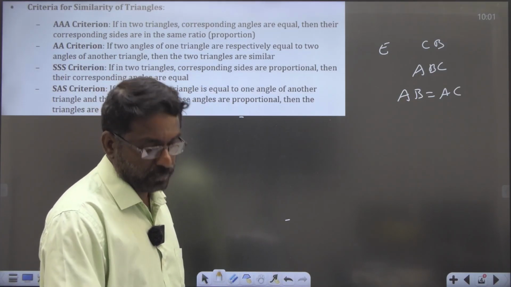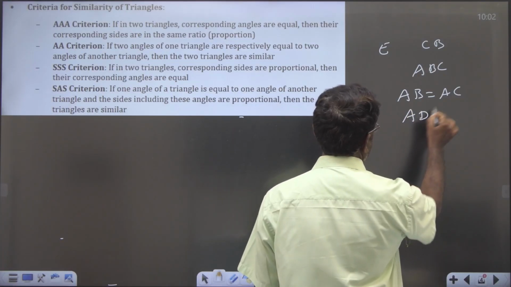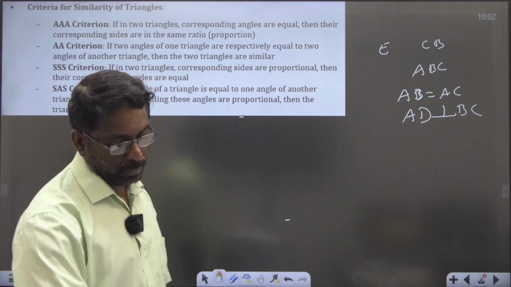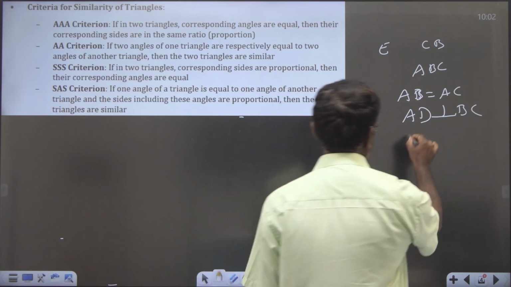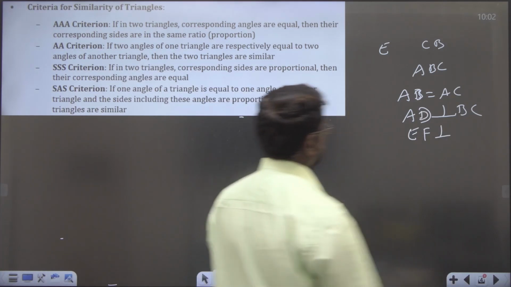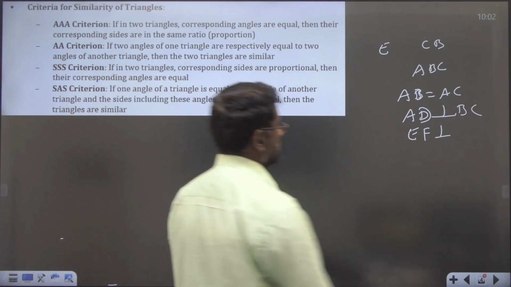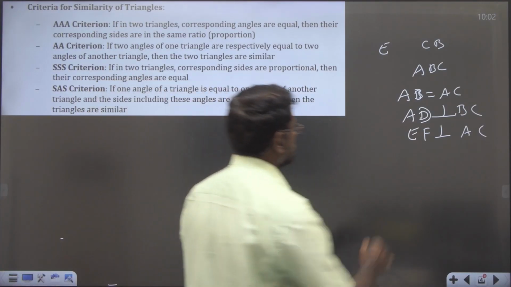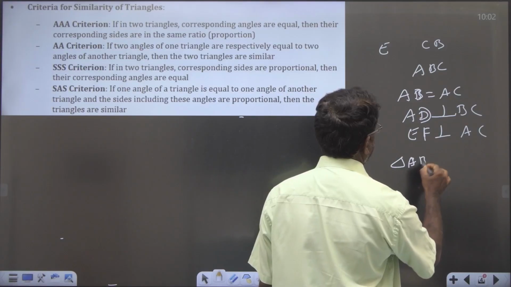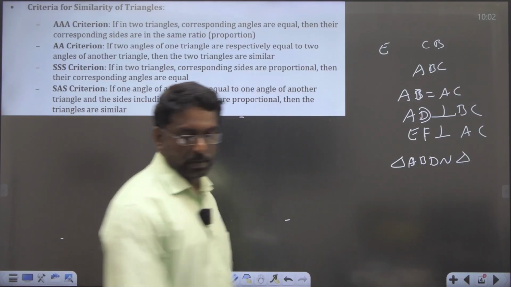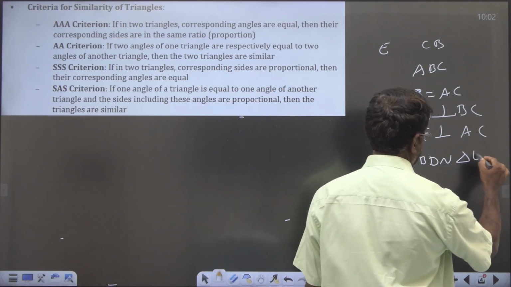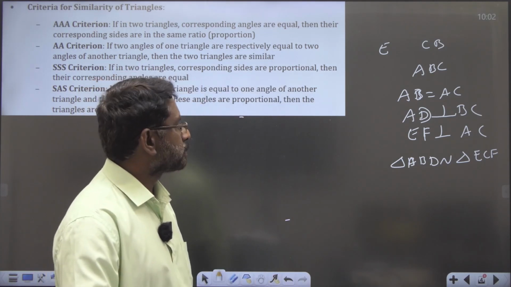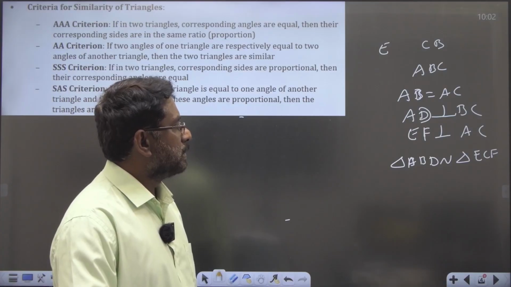If AD is perpendicular to BC and EF is perpendicular to AC, prove that triangle ABD is similar to triangle ECF.